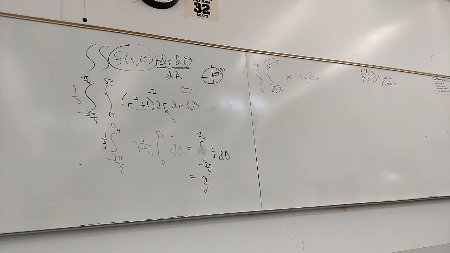So the first step would be polar? Yeah, sketch the region and then convert to polar so you can figure out your limits. Converting the inner function to polar is the easy part.